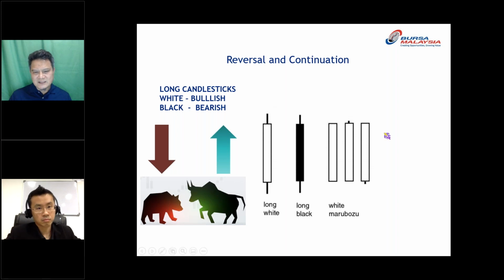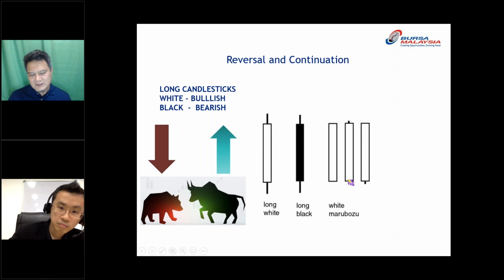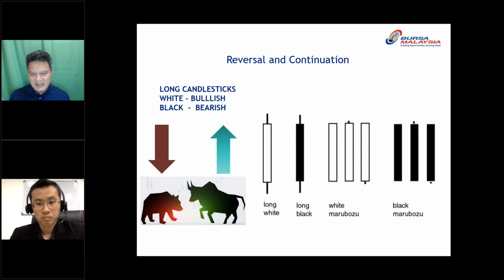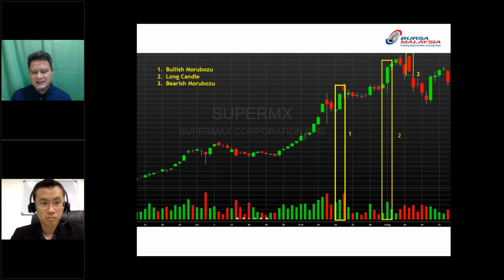If there is a slight shadow here, we also call it a marubozu, but with a lower shadow. Or this is a black marubozu. So it is either a long white, a long black, a white marubozu, or a black marubozu. For example, this is an example. You can see how the marubozu changes, whether the price will move higher or lower after that.